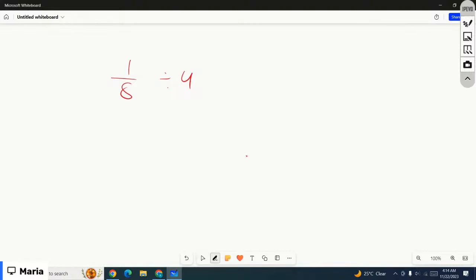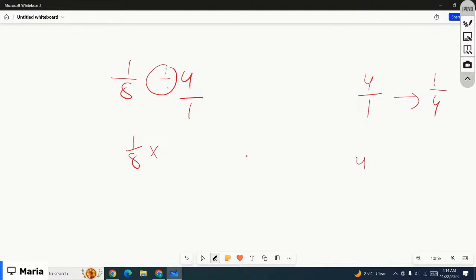4 does not have any denominator. That means its denominator is 1, right? So you have to replace this division sign with multiplication. When you replace the division sign with multiplication, you have to take the reciprocal of the term after. Reciprocal means you just have to interchange the numerator and denominator. The reciprocal of 4 over 1 is 1 over 4, right?